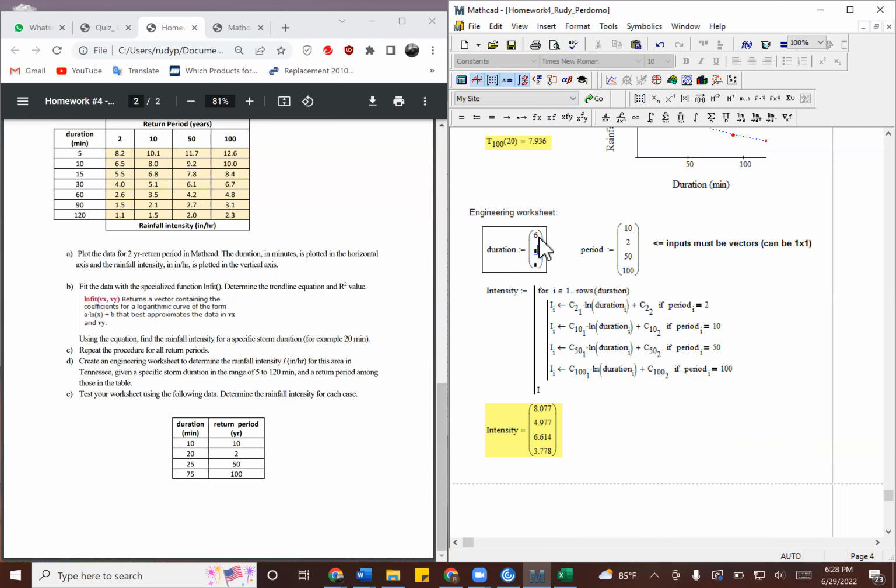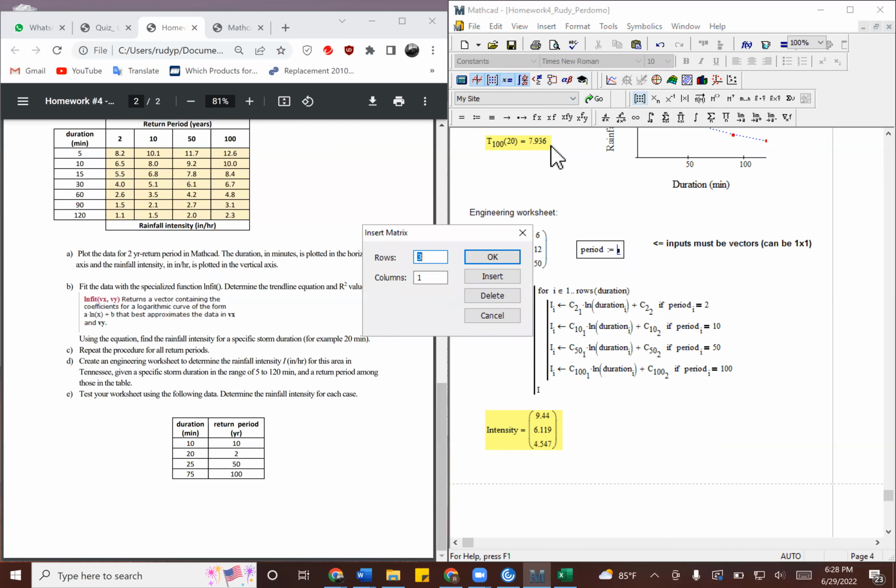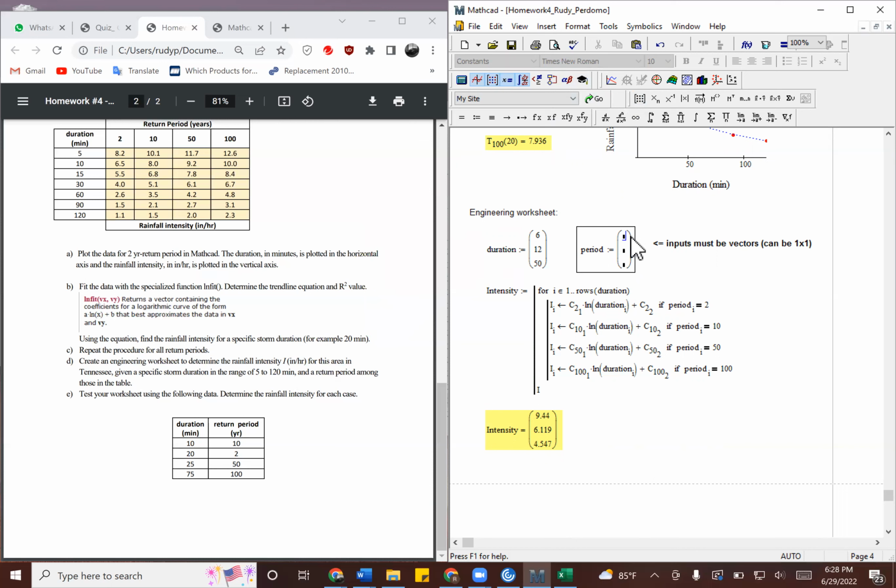6, 12, 50. All right, and then need the same amount of years, so 3, right? So in between, between 2 and 100 again. No, I mean, no, it has to be 2, 10, 50, or 100, and whatever combination. Oh, okay, 2, 50, and 100. So now it should give me answers.